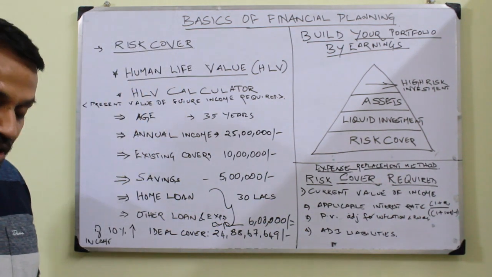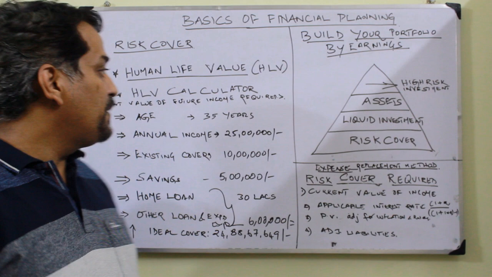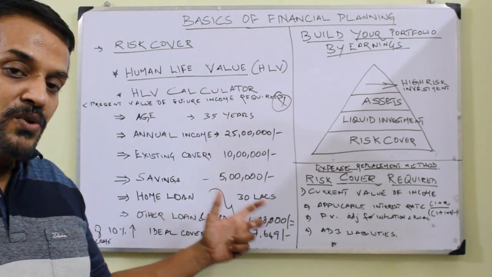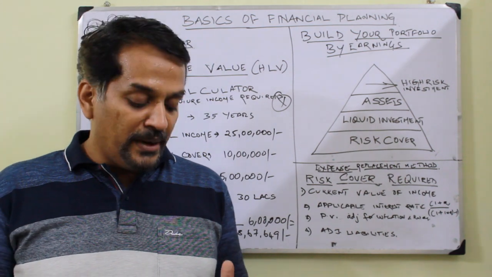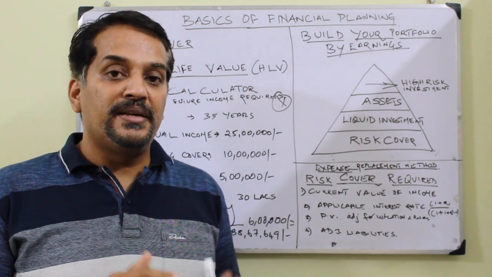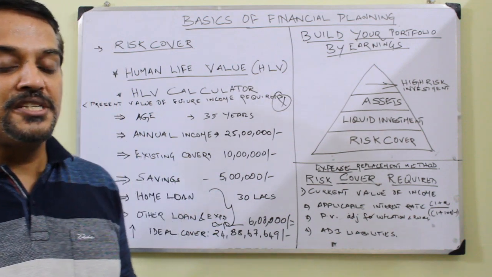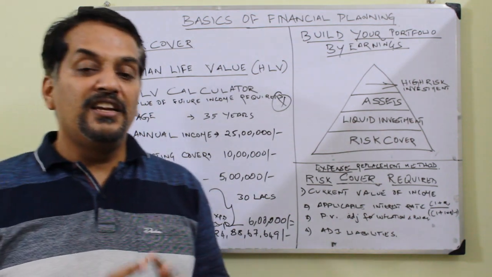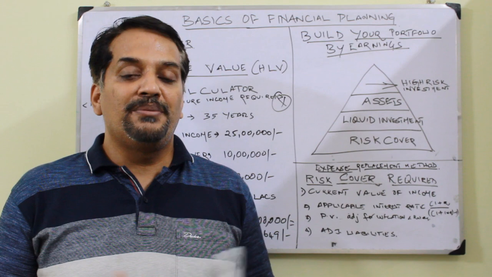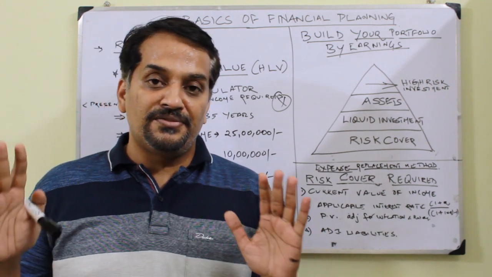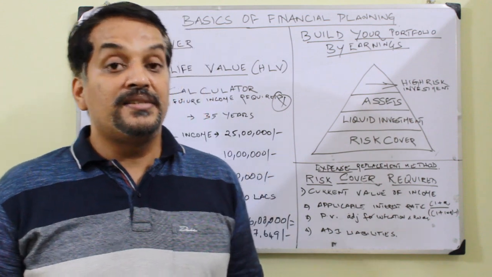In the absence of that person X, if something happens to him, how much money is required to maintain that family in the similar financial stature? That's what this calculation is all about. This is called the income replacement method. Income replacement method considers how much income is required, taking into consideration inflation as well as the number of working years left.